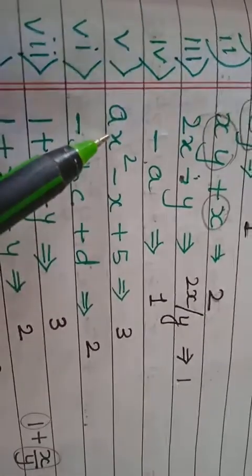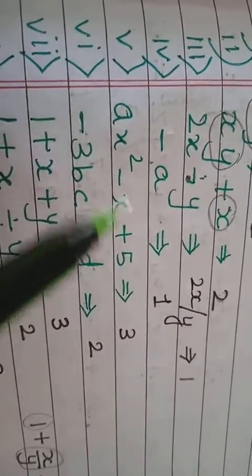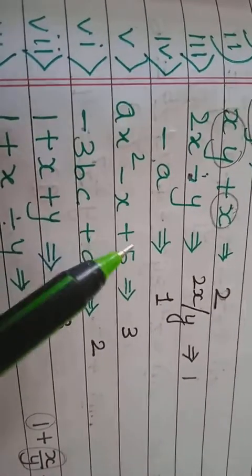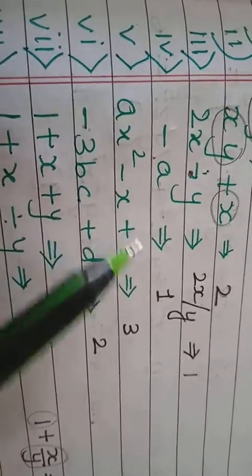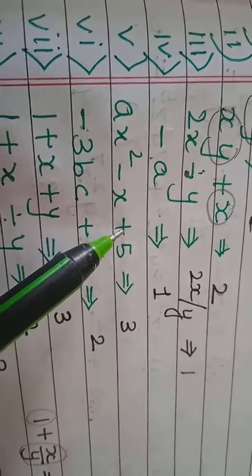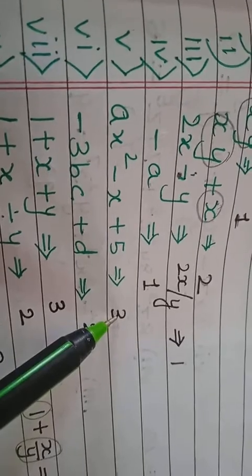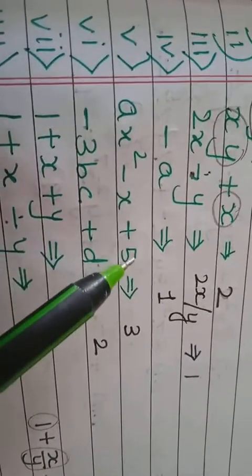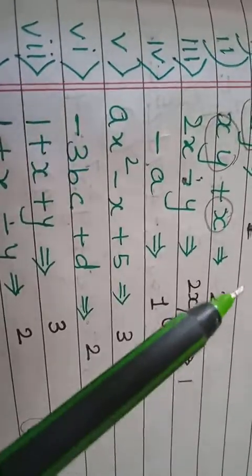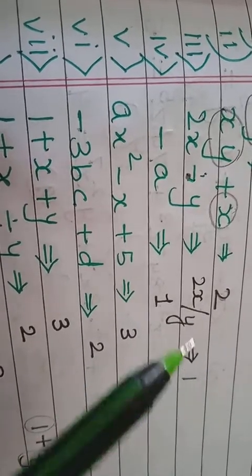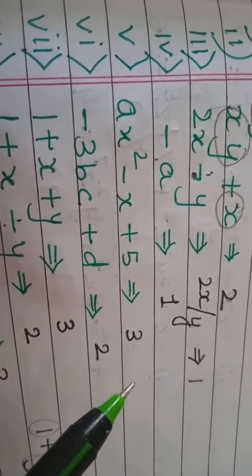Fifth one, ax square minus x plus 5. So, you can see terms are separated by plus and minus sign. So, 1, 2. So, if 2 plus or minus signs are there, plus 1 if you add, you will get the number of terms. So, 1, 2, 3. So, what you have to do is count just the number of plus and minus signs, and you will add 1, you will get the number of terms.